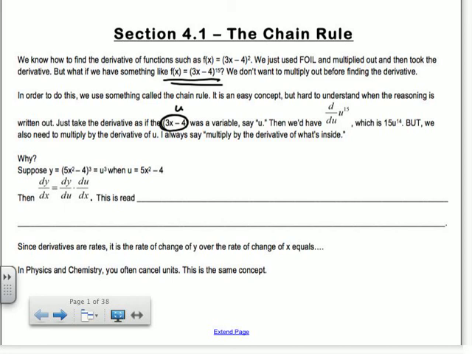That would be really easy. You would just write 15u to the 14th. But you also need to multiply by the derivative of u. I always say multiply by the derivative of what's inside.